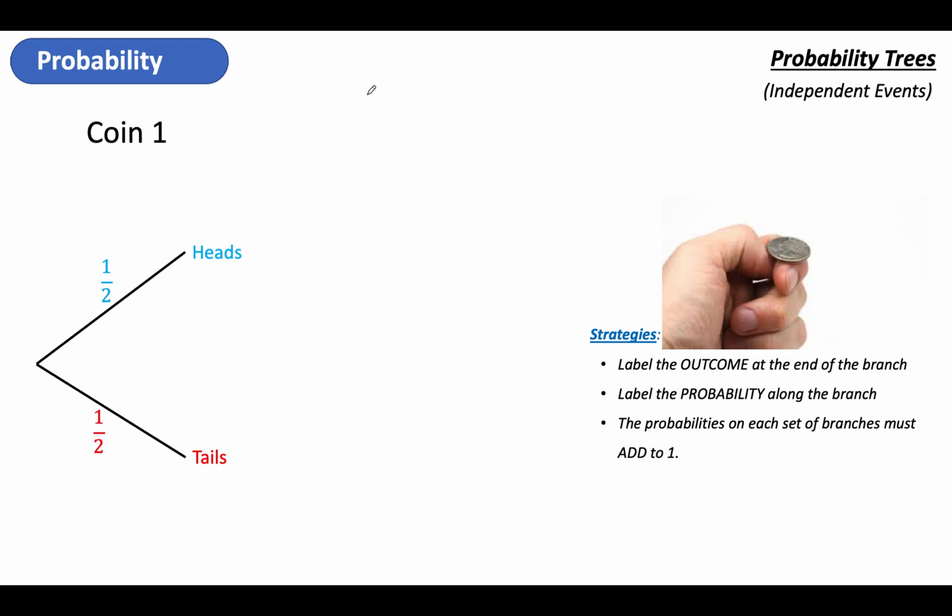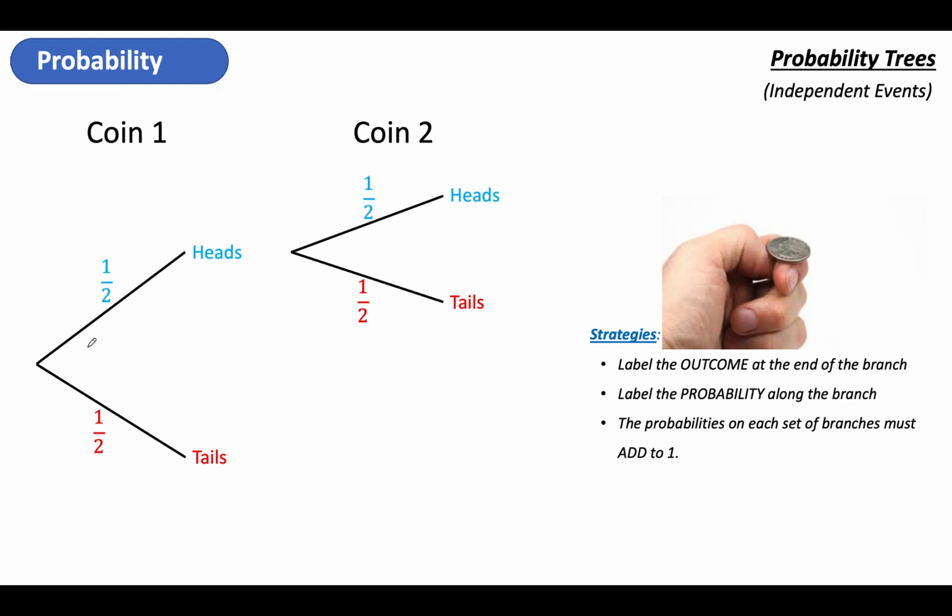Okay, now if I flip the coin a second time, I need another set of branches. So let's say I went up this way, I got a heads. Well, I've got 2 options for my second coin, heads again, or tails. And of course, the probability of heads is still a half because it's independent. It doesn't matter what I got on the first coin flip, I've still got the same probability on the second. And half again for tails.